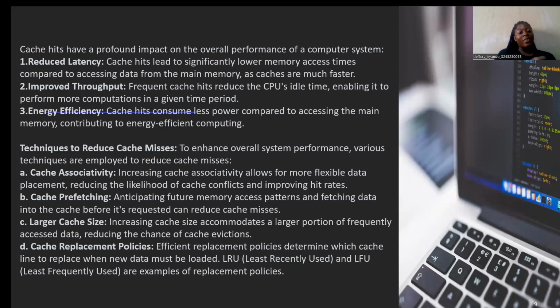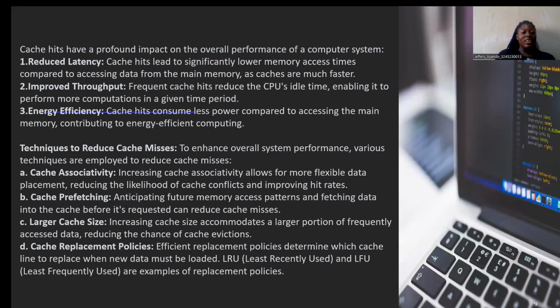B, cache prefetching. Anticipating future memory access patterns and fetching data into the cache before it's requested can reduce cache misses. C, larger cache size. Increasing cache size accommodates a larger portion of frequently accessed data, reducing the chance of cache evictions.